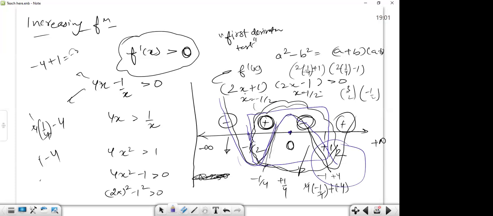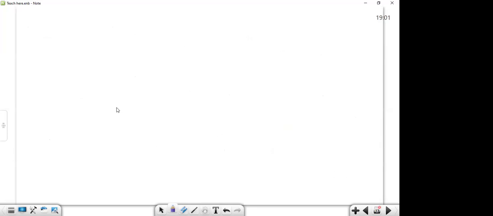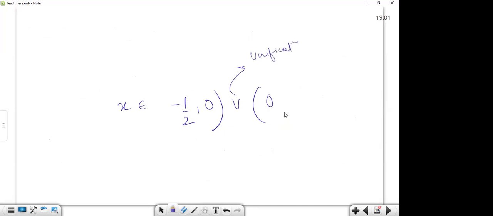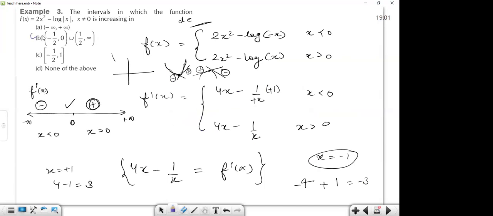So if we have to exclude 0, we will write x as minus half to 0, excluding 0, combining it further, this is the unification sign, then going to half, and half is also not included because we have a strictly increasing function. We were discussing the strictly increasing function. So this will be our answer B.